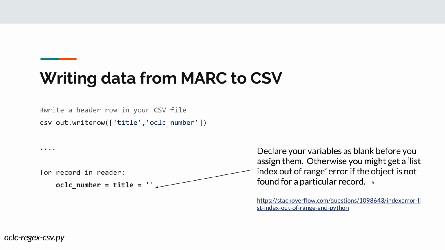which is another totally unhelpful error message if the object is not found for a particular record. So all this is saying is that you want to declare the variables that you're going to be using from within the MARC records, declare them as blank. As you're looping through each record and locating each field, you'll overwrite the blank value, but basically it enables your script to be able to handle those fields.